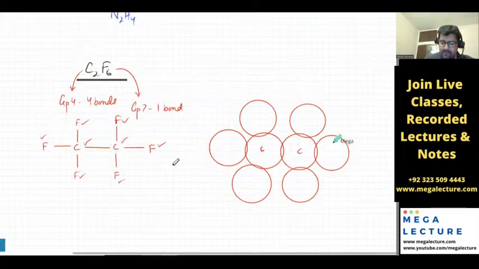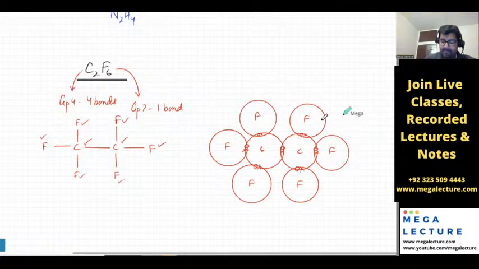That means 1 electron shared, 1 electron shared, 1 electron each shared, 1 electron shared, 1 electron shared, and 1 electron shared. Okay, so each one is making exactly 1 bond. And those are all your fluorines. Okay, so I've got a fluorine over here and I've got a fluorine over here as well.